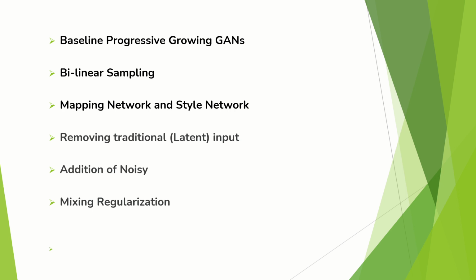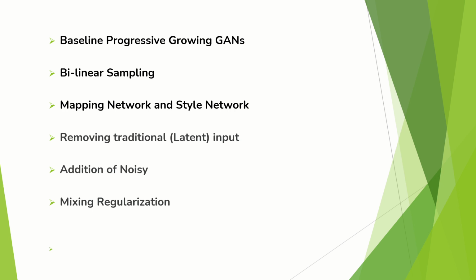StyleGAN uses the baseline progressive GAN architecture, which means that the size of the generated images increases gradually from very low resolution to high resolution. This is done by adding a new block to both the models to support the larger resolution after fitting the model on the smaller resolution, to make it more stable.